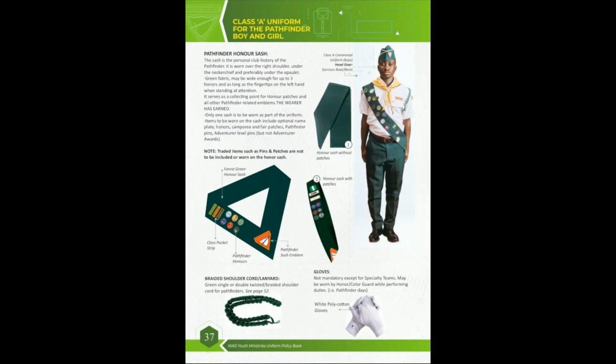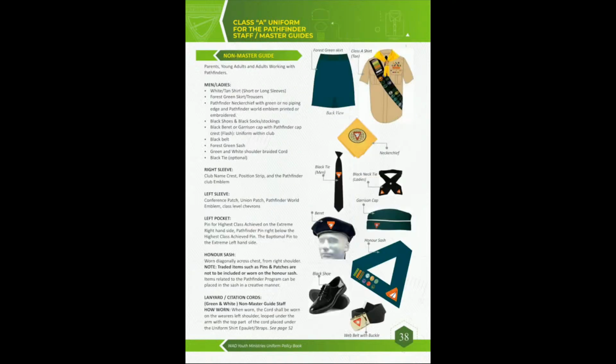This includes some young adults and adults who are working with Pathfinders. They can as well use this uniform. They can use this uniform, they can use a skirt, scarf, and they can use a black tie with the Pathfinder logo on it. And they can use a beret with the Pathfinder logo on it, the Pathfinder emblem, and they use black shoes and a black belt.